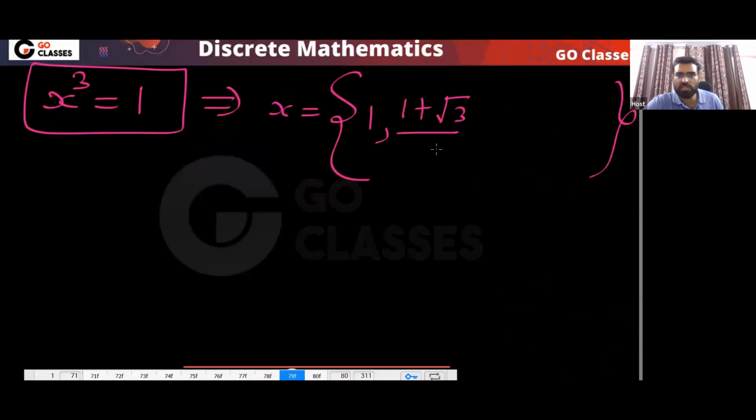So what are the 3 solutions? The 3 solutions are like this: 1, minus 1 plus iota root 3 divided by 2, and minus 1 minus iota root 3 divided by 2. Agree or not? Is it clear?